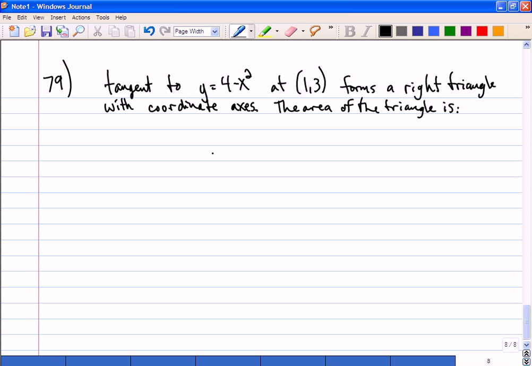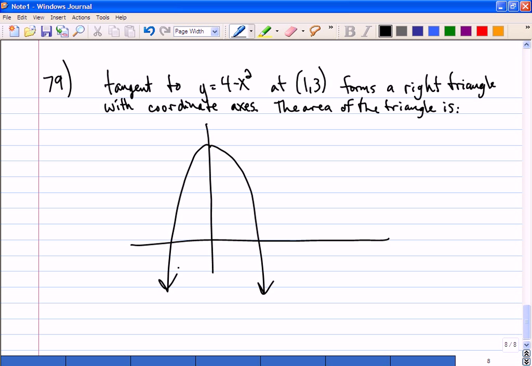So I'll start by drawing a picture here. It's not a bad idea to make a sketch of these things. The parabola starts 4 high and it's negative, so it's going to go like this. And I'm looking at the point at 1, 3, so let's say that one there.